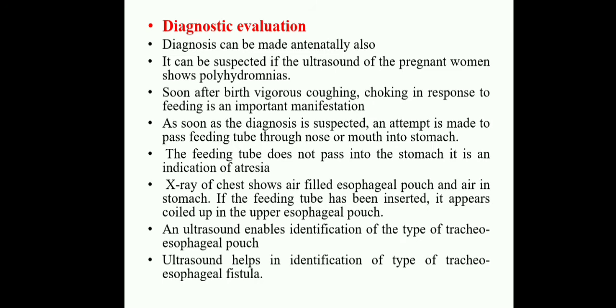An ultrasonograph, or ultrasound, enables identification of the type of tracheoesophageal fistula. Ultrasonography shows which type of the esophagus it is, whether type 1, type 2, type 3 or type 4. They are evaluating. H type of esophageal atresia, in which type is it there? In the fifth type. Next, ultrasound helps in identification of the type of tracheoesophageal fistula. These are the diagnostic evaluations.